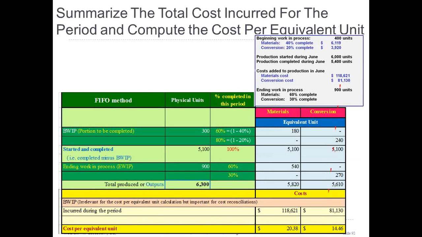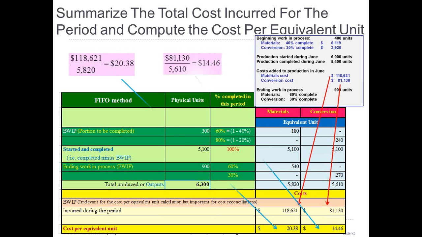Now let's summarize the total costs incurred in the period and compute the total cost per equivalent unit. To summarize the cost, the FIFO method only accounts for the work done in the current period, therefore it only recognizes the cost incurred in the period. Different from the weighted average method, the costs associated with beginning work in process are not included in the calculation at this stage. After summarizing the costs for materials and conversion incurred in the period, we can calculate the cost per equivalent unit column by column.